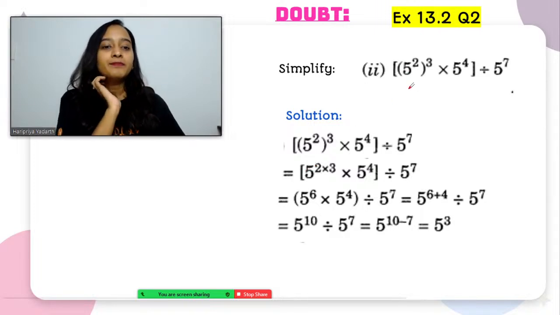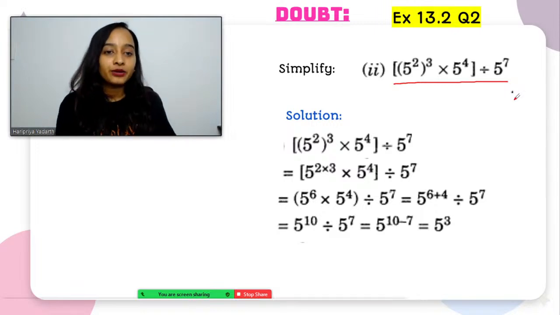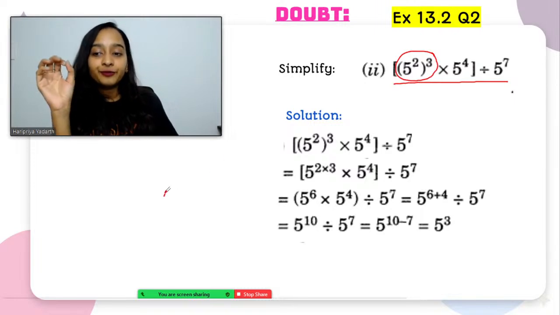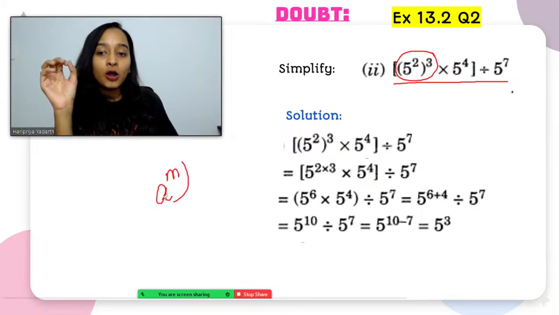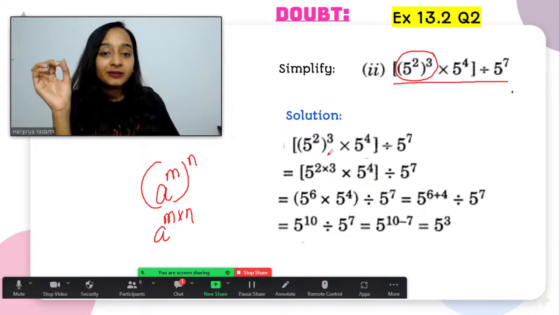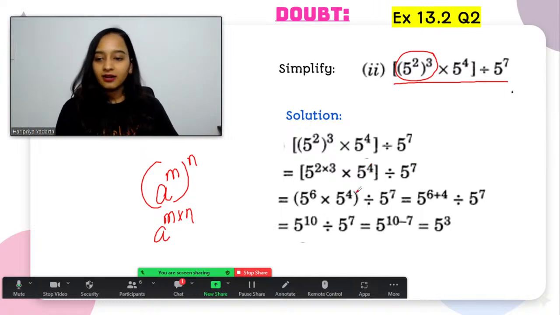Now, simplify. This again is related to the laws of exponents. Let's solve what is written here first. It is of the form a to the power m whole to the power n. So how will you write it? It is a to the power m multiplied with n. So 5 to the power 2 multiplied with 3, multiplied with 5 to the power 4 divided by 5 to the power 7. Right? Awesome.